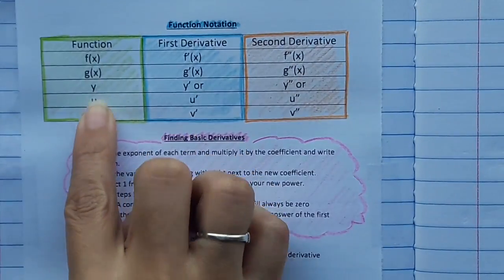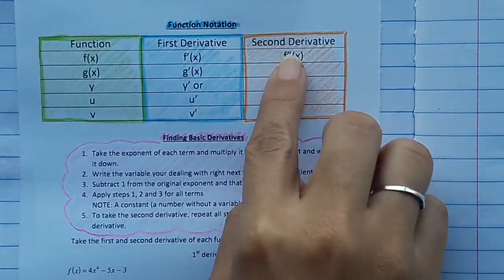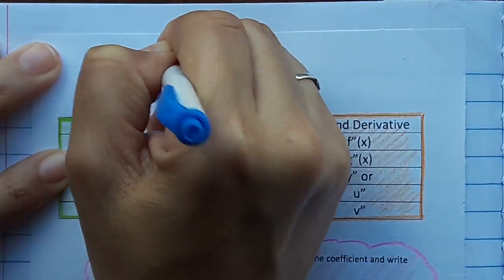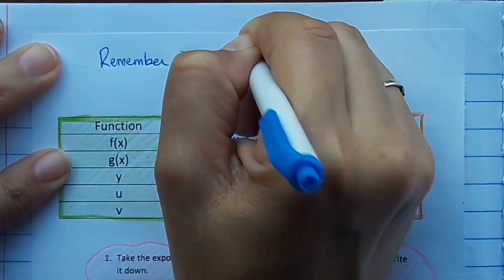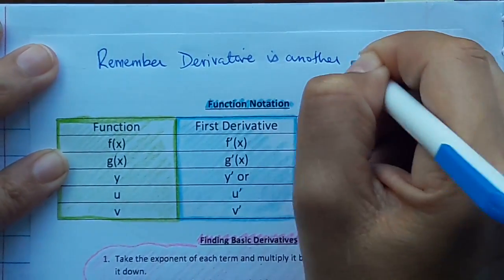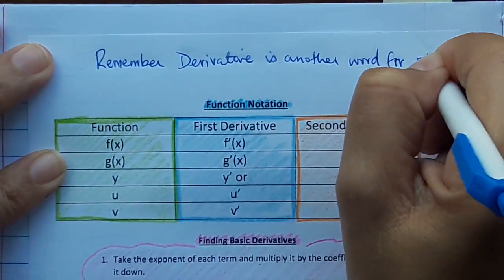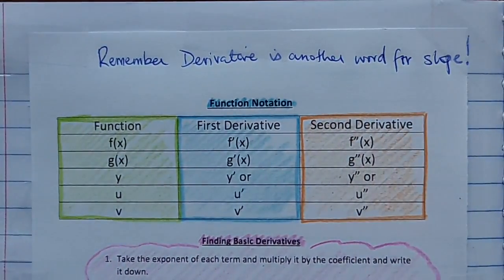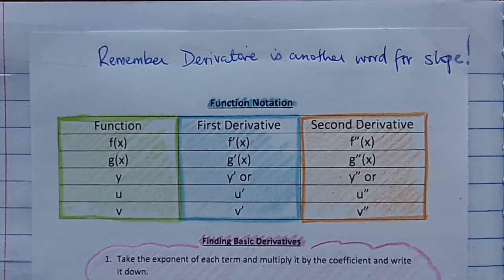Alright, so these are the functions. These are how you write the first derivative with that prime, and the second derivative has 2 of them. Alright, so remember, derivative is another word for slope. The derivative is another word for slope. You cannot forget that because that's imperative.